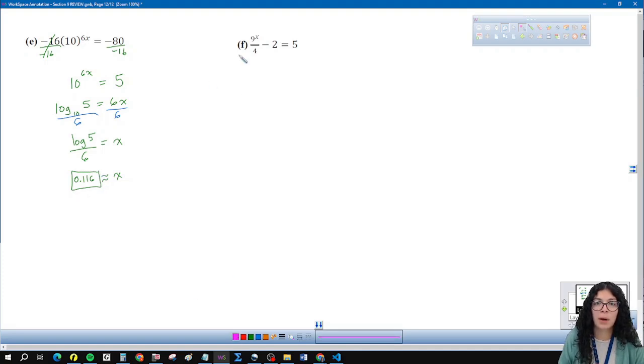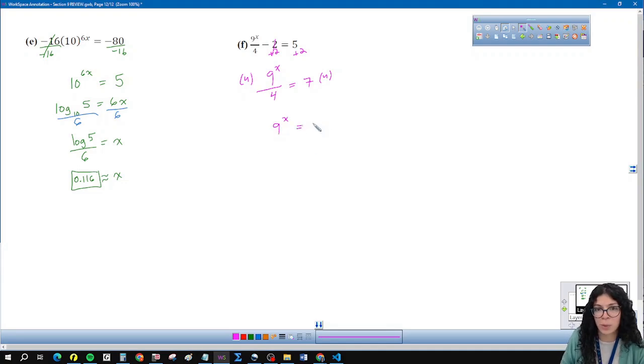All right, last one, part F. So I want to get the exponent by itself. So I first have to add 2. So now I have 9 to the power of x divided by 4 equals 7. And then still the exponent is not by itself. So next I will need to multiply by 4. So now I have 9 to the power of x, so now I have the exponent by itself. And then 7 times 4 is 28.